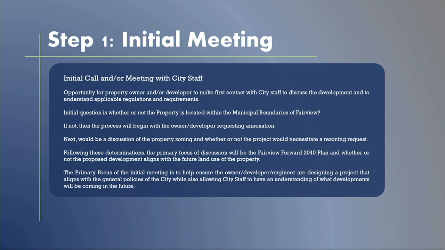So the first step we would have here is just the initial meeting. There's a property owner and a developer, and together they have discussed an interest in developing residentially in Fairview. They have a piece of property, and they have a general idea of what they want to do. And so they're going to call up Ethan and say, Ethan, hey, we want to come talk to you about this piece of property. We want to talk about this development that we have an interest in doing. And so this is really the first step that is going to occur in this process.